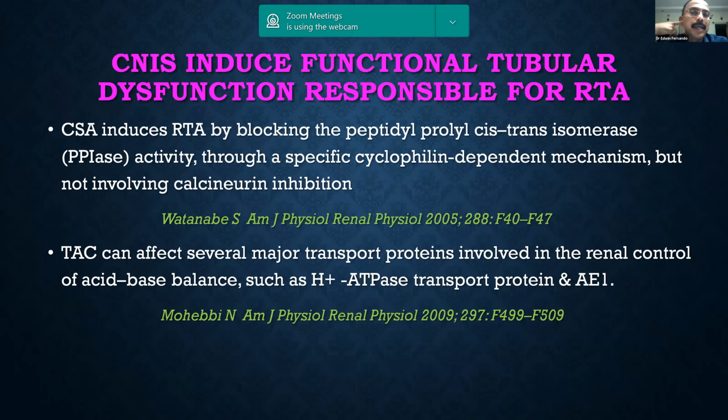The CNIs induce tubular dysfunction responsible for RTA. So the peptidyl-prolyl cis-trans isomerase activity is blocked. Cyclosporine induces RTA by a specific cyclophilin-dependent mechanism, but not involving calcineurin inhibition. And tacrolimus can affect several major transport proteins in the renal control of acid-base balance, such as the hydrogen-potassium ATPase pump and the anion exchanger 1.